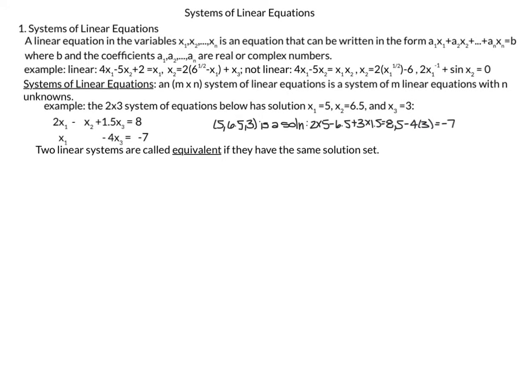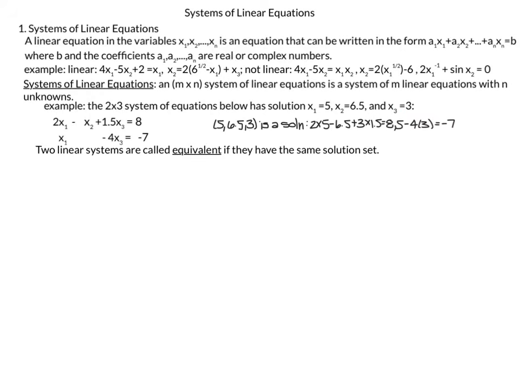So it's also important, the m by n, m is the number of rows, n is the number of columns. M by n, rows and columns, that'll come in handy later. So a solution to this system of equations are ordered triplets, x1, x2, x3, that satisfy both equations.